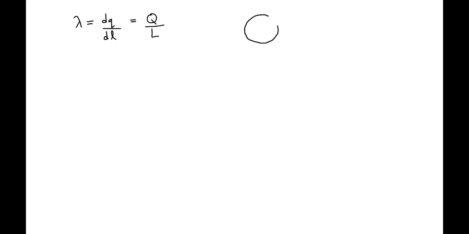Since our ring of charge is a circle of radius a, the total length of charge is just the circumference of the circle. This becomes q over 2 pi r. So that's what lambda is in terms of the givens. And now let's look at sine theta.